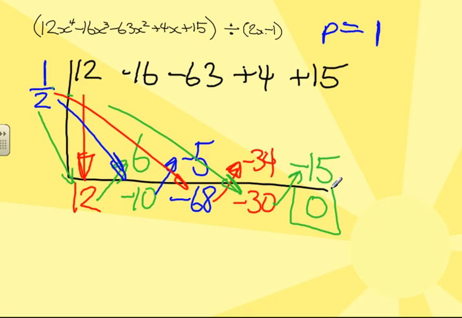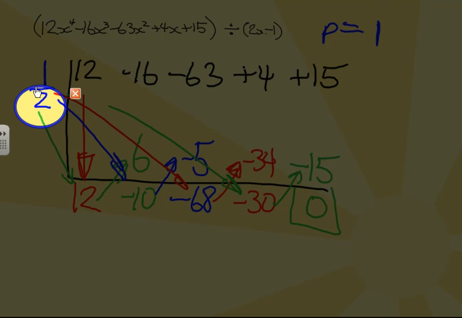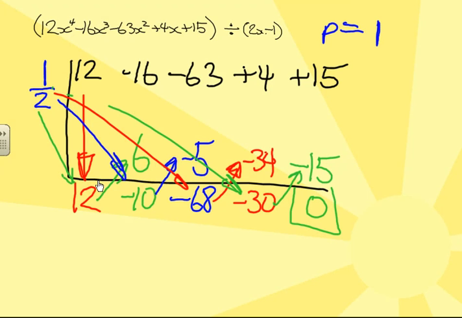Now, last time we would have just carried those numbers down and put them with our x to the power of 3, x to the power of 2, x to the power of 1, and then just straight up. But because of that 2 at the bottom there, I'm going to take each of these numbers and I'm going to divide it by 2. So, 12 divided by 2 is going to give me 6. Negative 10 divided by 2 is going to give me negative 5. Negative 68 divided by 2 is going to give me negative 34. Negative 34 divided by 2 is going to give me negative 15.